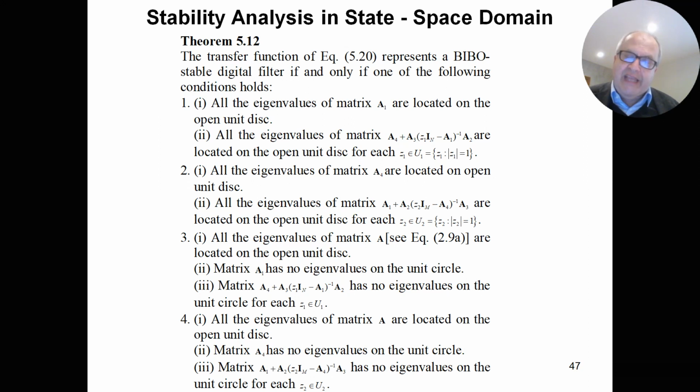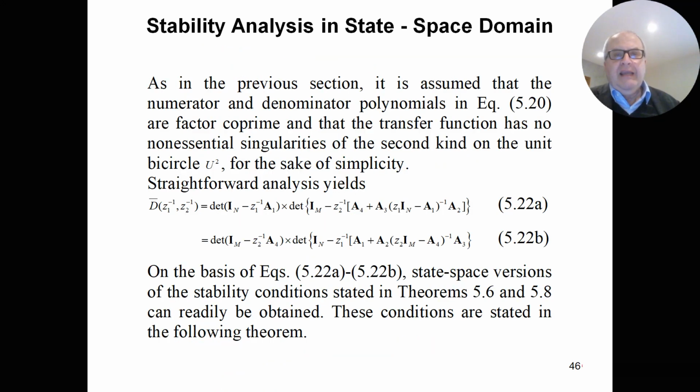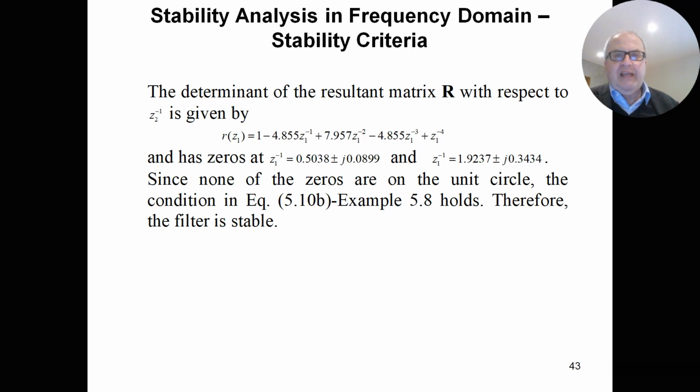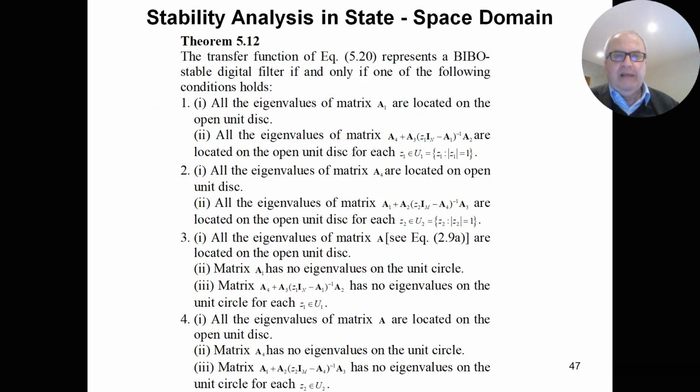Your filter is stable in the bounded input or bounded output sense if and only if one of the following conditions holds. And we have 4 conditions. If you discover the first 2, the third and the fourth condition are dual cases of 1 and 2. First, all the eigenvalues of matrix A1. What is the matrix A1? The matrix A1 is the state space implementation of your model.